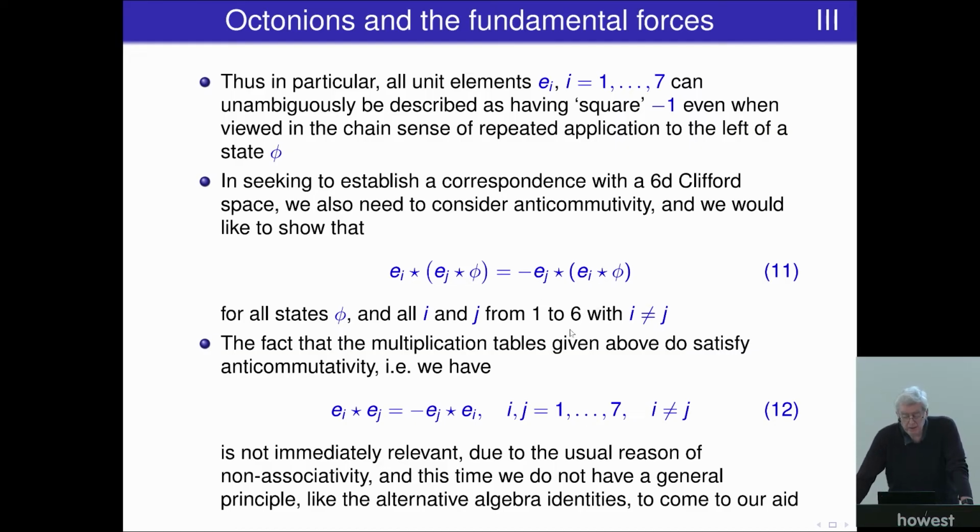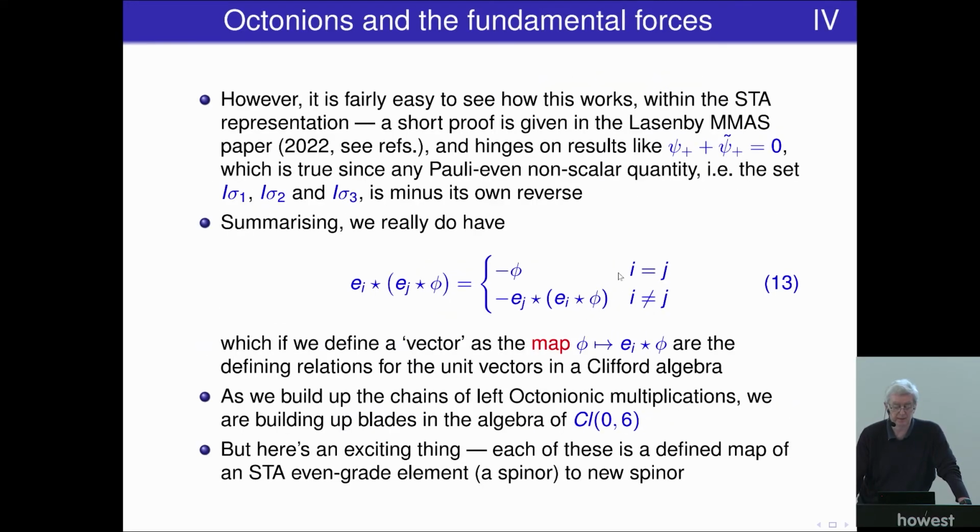And if we had the same I or J, we'd want this to give minus phi. So I've got this here. Yes, this will do. E_I star E_J star phi should be minus phi for I equals J, and minus E_J star E_I star phi for I not equal to J. And I hope you can see there that we've encoded the basis elements of a Clifford algebra with this signature of 6 minus signs. All right, so we can define a vector as a map, phi goes to E_I star phi, and then we've got the defining relations for unit vectors in the Clifford algebra.